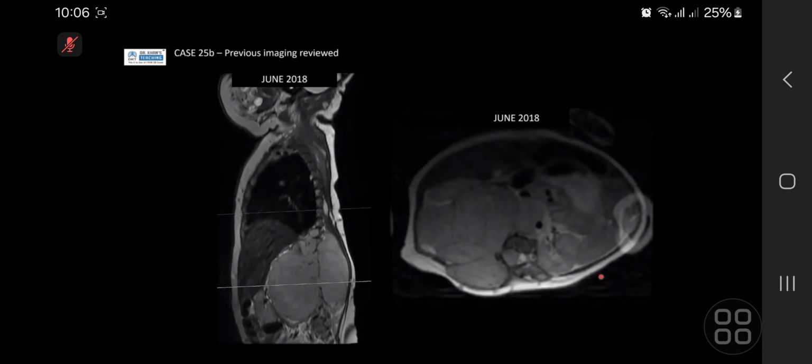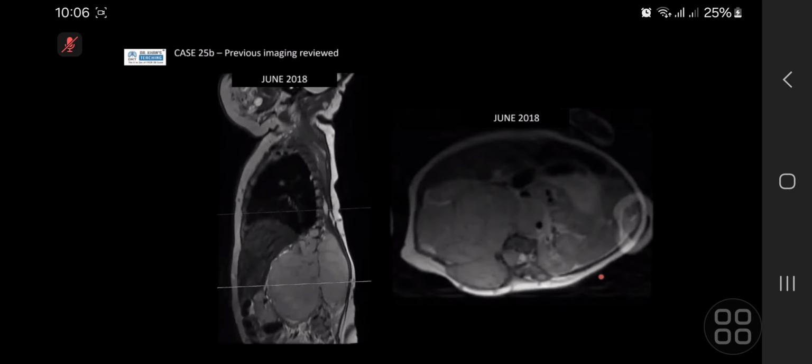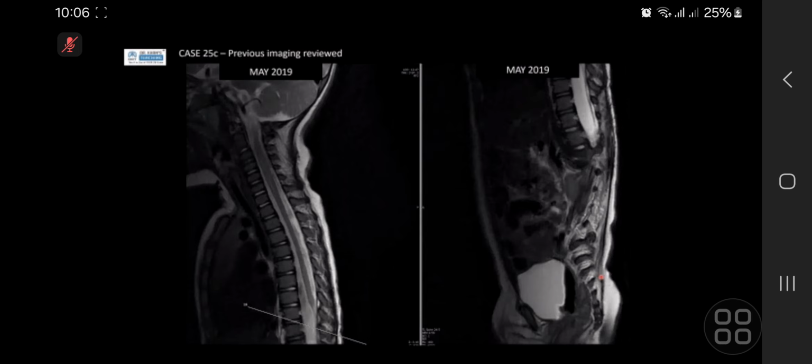Good. Okay. So this is just a quick note. This is June 2019, so 1 year down the line. This is June 2018, so 1 year before, which is right. Patient is young, about 1 year of age, with neuroblastoma. And then he was treated quite quickly, and in May 2019, so 1 month before your initial X-ray, this is how his MRI spine looked.